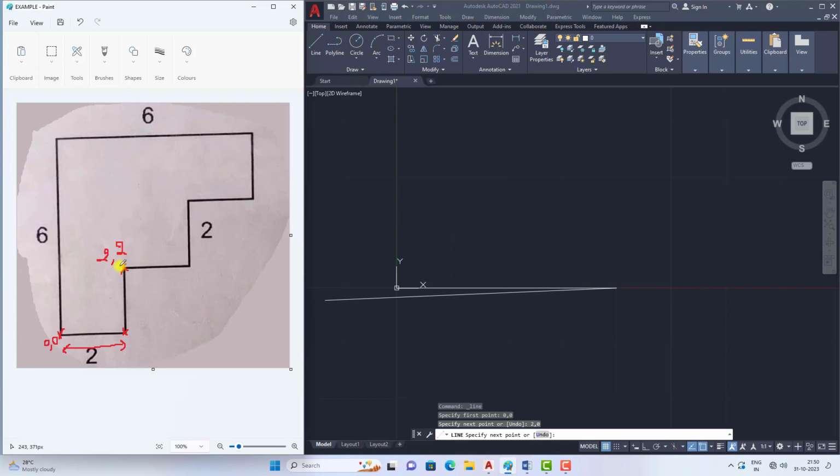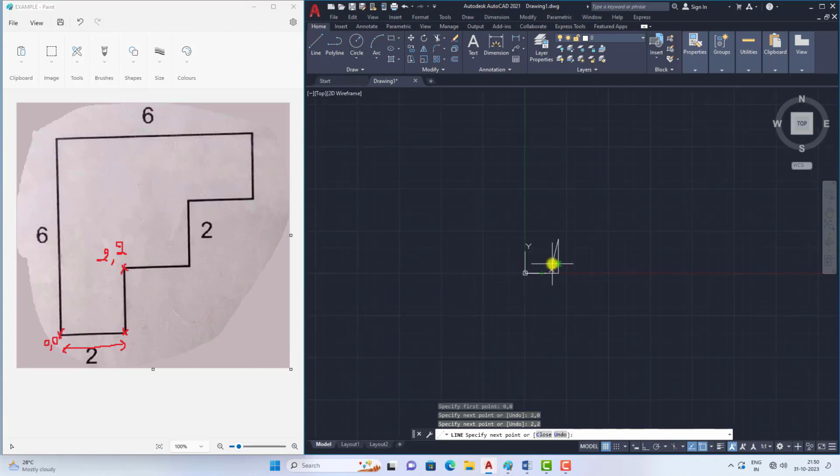From the origin only we need to calculate. So from the origin I need to move the distance 2 in the x direction, and in the y direction I need to move the distance 2. If you give this coordinate value, the point will get to here. So I am giving the value 2, 2 and pressing enter. See, now we are here and we need to go here.